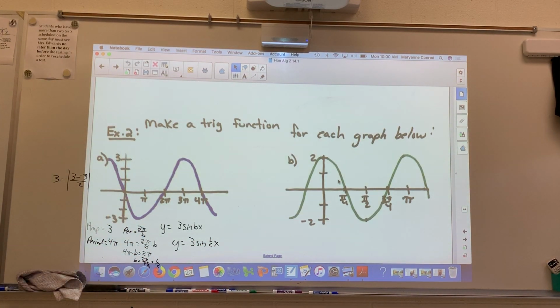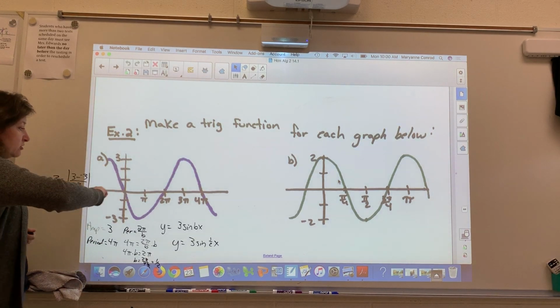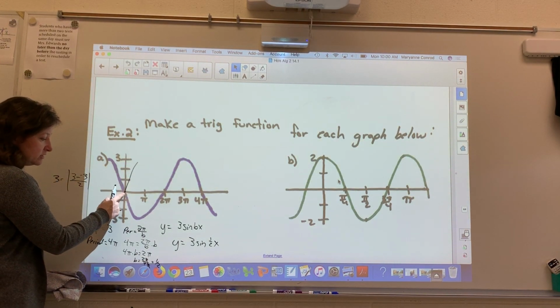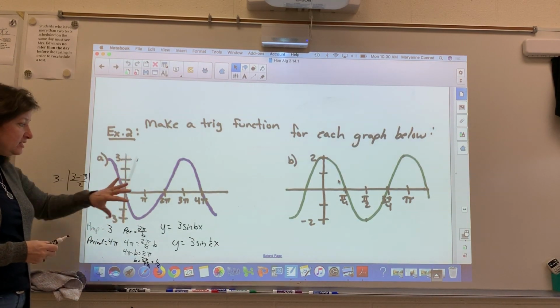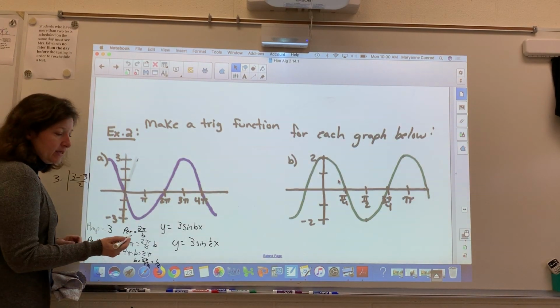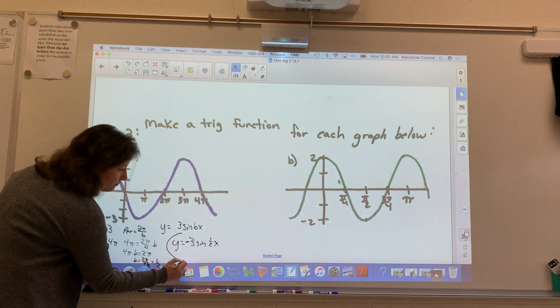Is there anything else that this equation needs to consider? You said it's flipped. That's right. The sine curve usually starts at 0 and then goes up. This one goes down, which means what has happened to the sine curve? It's been flipped, which means what needs to happen to the equation? It needs to have a negative sign out front.